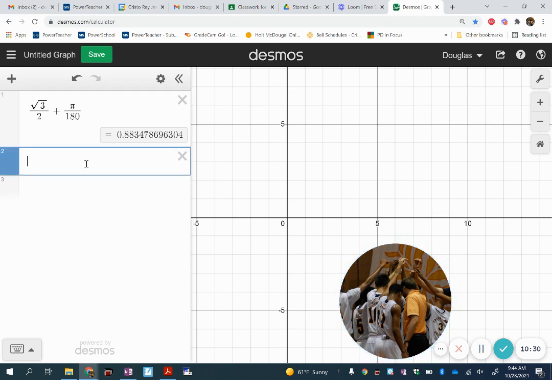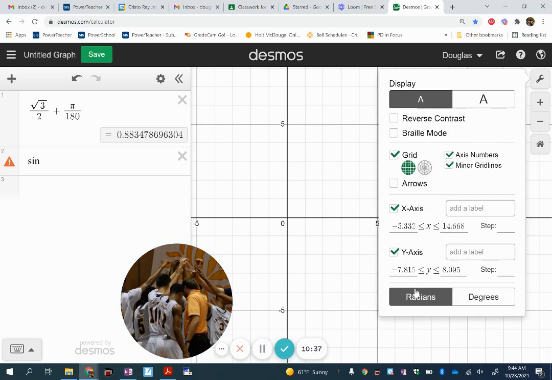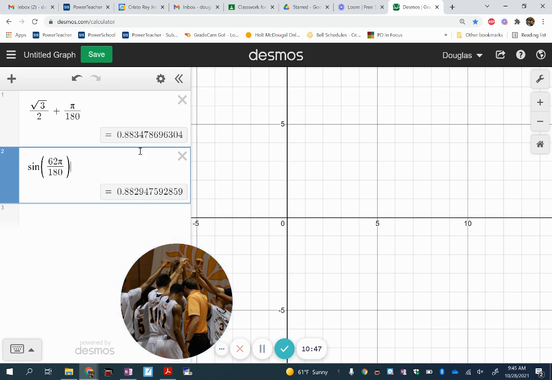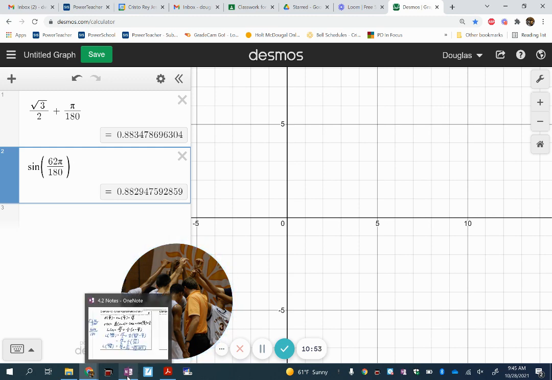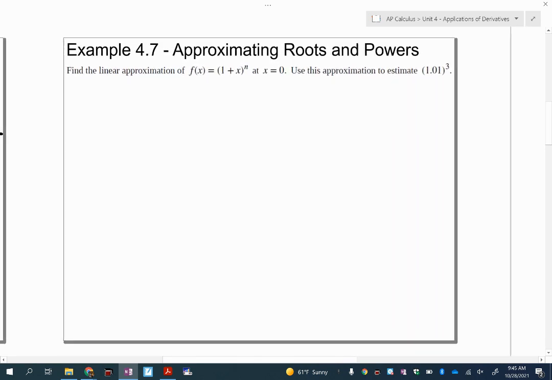I'm not going to type in 62 degrees. I'm going to type in radians, because this is in radians, right? If you go to the wrench, you'll notice I am in radians right now. So the sine of 62 pi over 180, which is 62 degrees, is 0.883, right? A little different as you get to the thousands and 10,000s, 100,000s place, but essentially a pretty good approximation. Okay, let's keep going. Now, we're going to do the same process here.